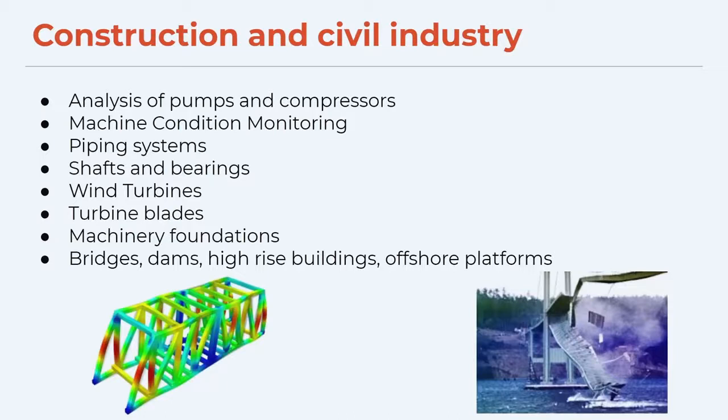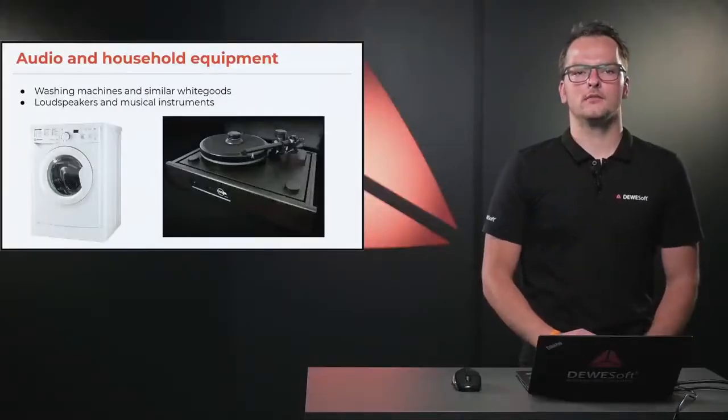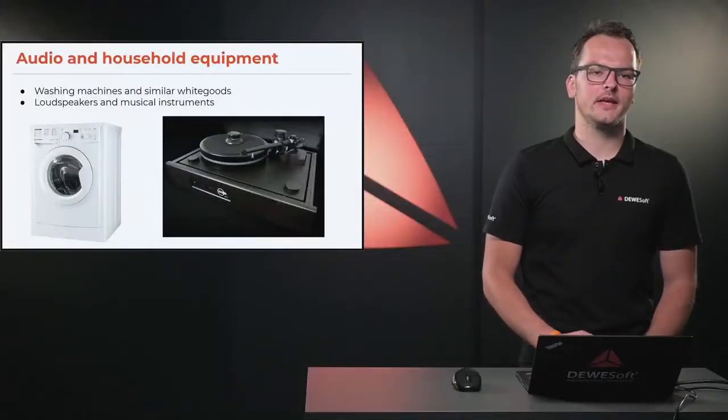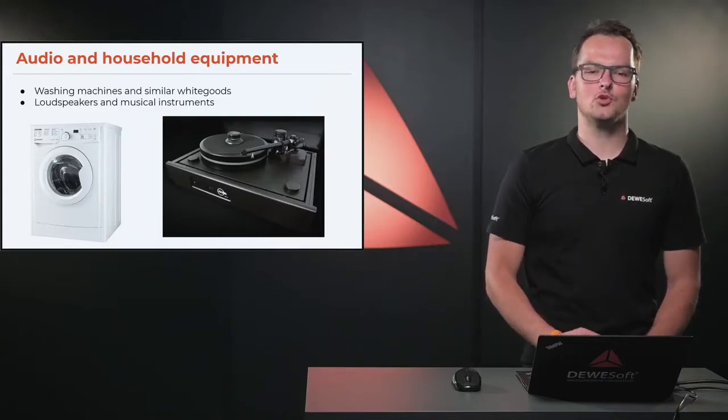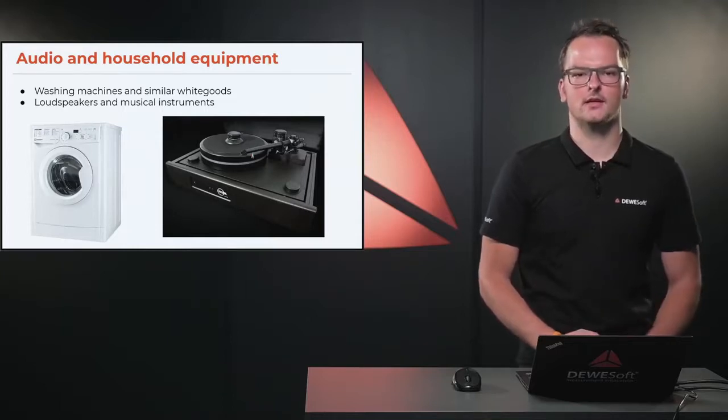If we go to construction and civil industry, we can find a lot of different areas where we use modal analysis on pumps, compressors, in addition also with order tracking, torque vibration. Then we can test wind turbines, bridges, and so on. And also in, let's say, washing machines need to be tested, loudspeakers and musical instruments. For example, we have a customer that is testing the gramophone like shown on the picture on the slides.